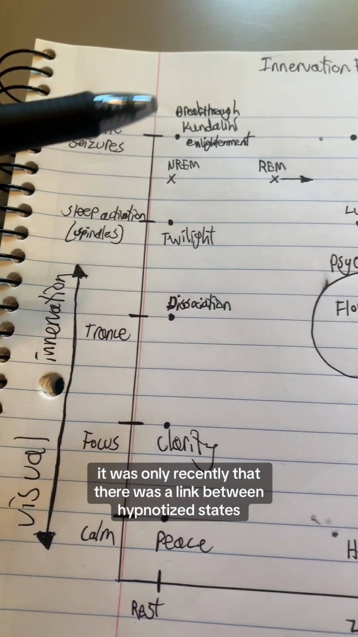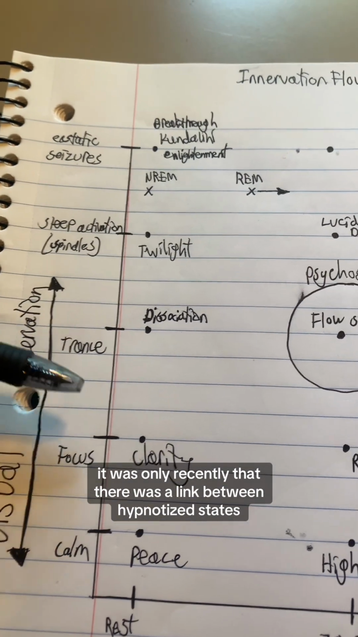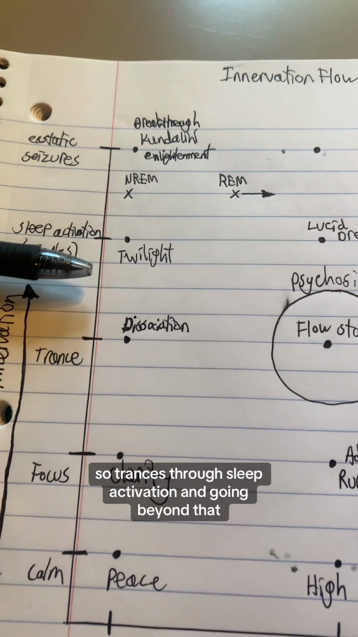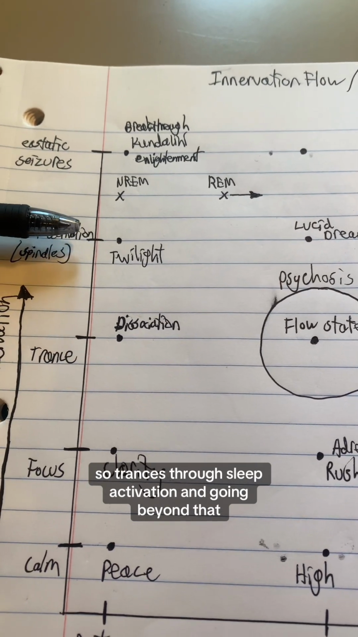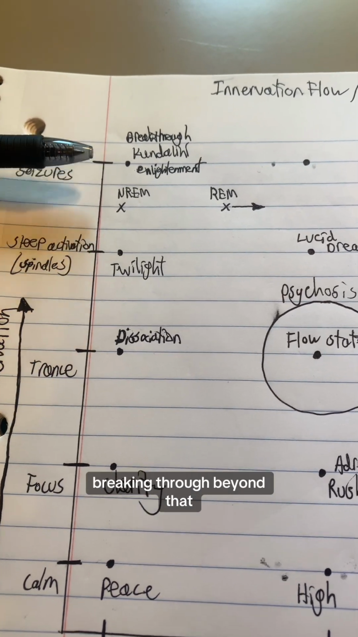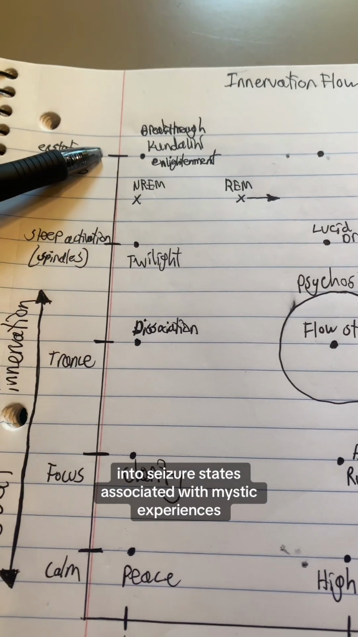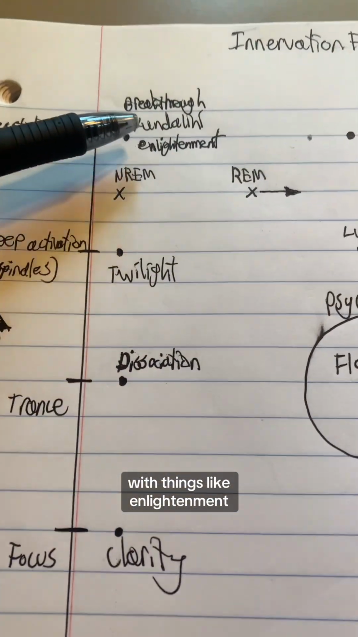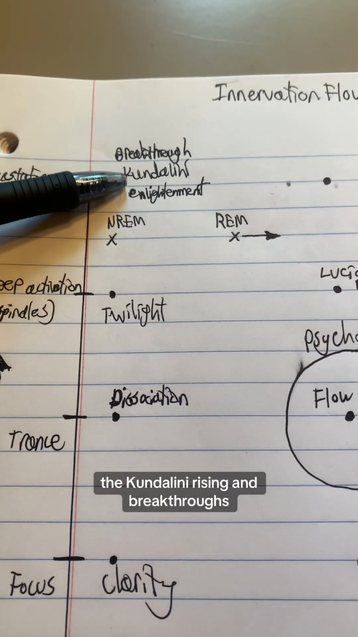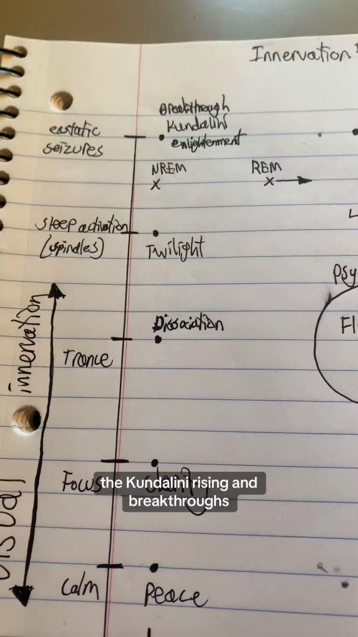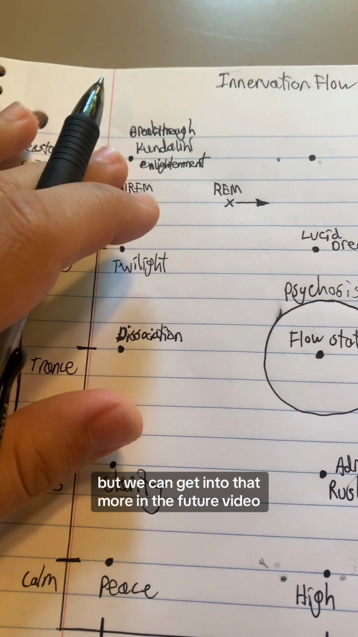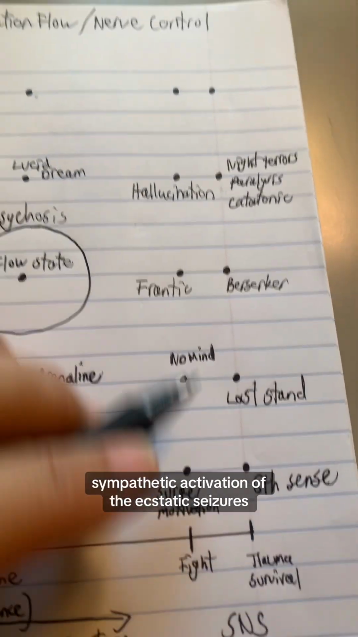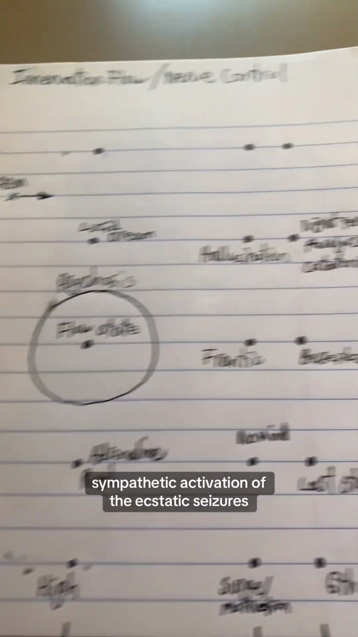It was only recently that there was a link between hypnotized states, so trances, through sleep activation, and going beyond that, breaking through into seizure states associated with mystic experiences like enlightenment, the kundalini rising, and breakthroughs. But we can get into that more in a future video. For now, we're going to go to the trauma survival sympathetic activation of the ecstatic seizures.